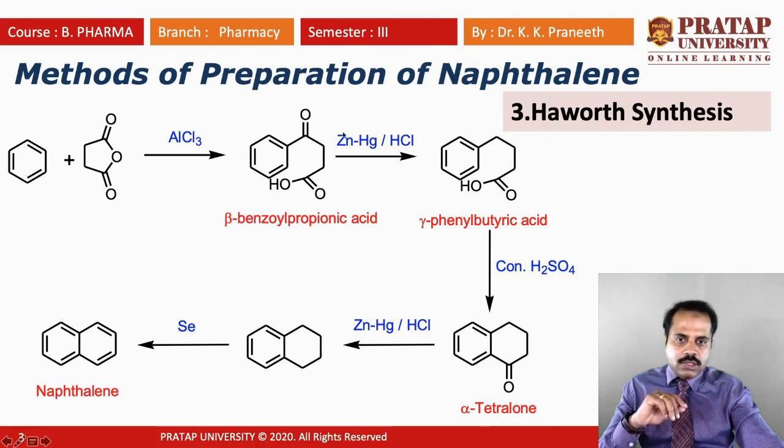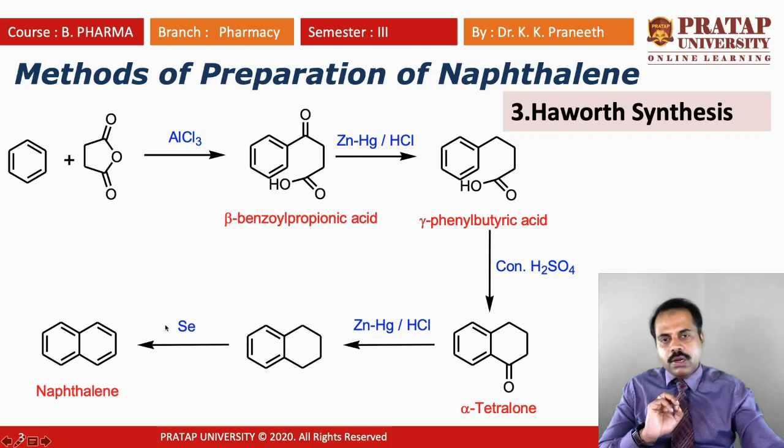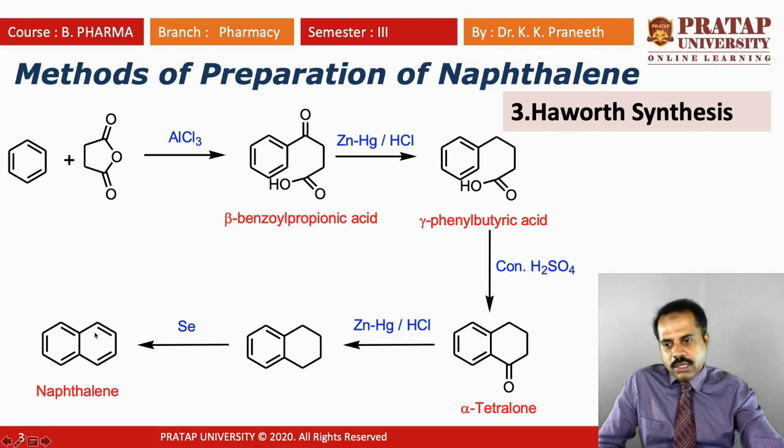So this is a zinc amalgam and HCl here. You can see here, and this again means that the oxygen is removed and hydrogen is added here and we get this compound, which on treatment with selenium will aromatize. That's what I said. Then you get the 2 double bonds here.